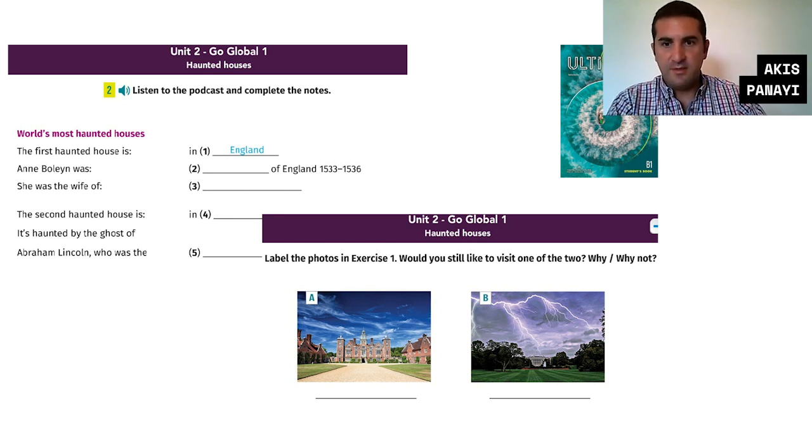That's low level thinking skills. Then what they have to do, in the next exercise, is label the photos, as we can read in the instructions of the task. Label the photos in exercise 1. Would you still like to visit one of these two houses, A or B? Why and why not?